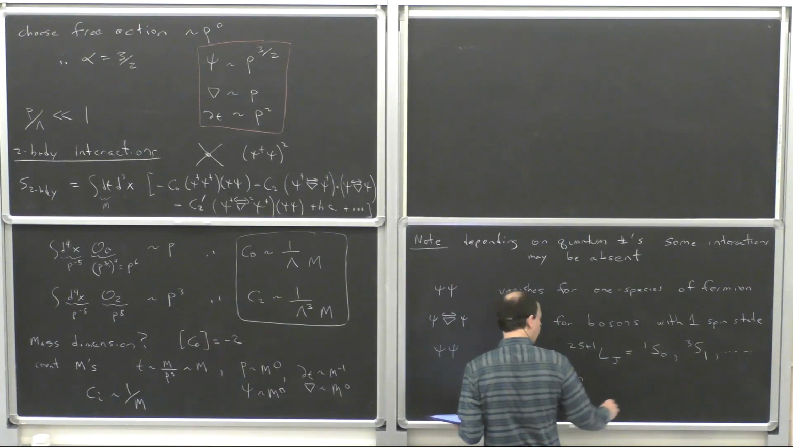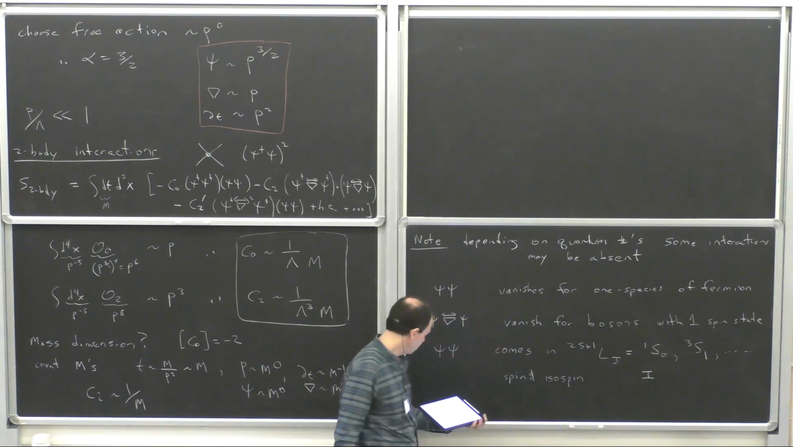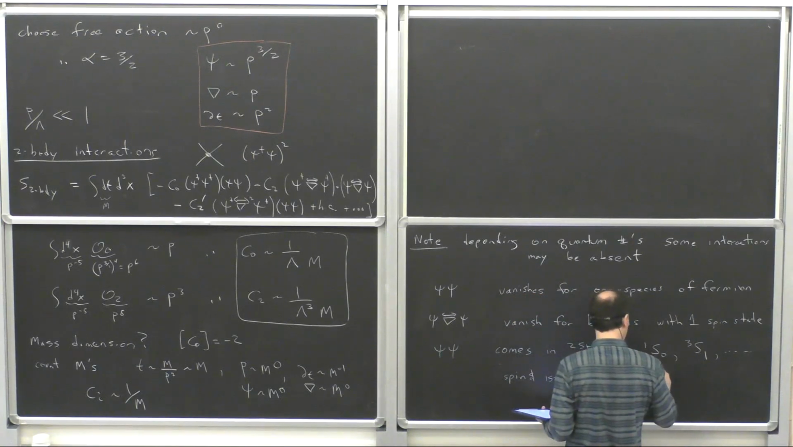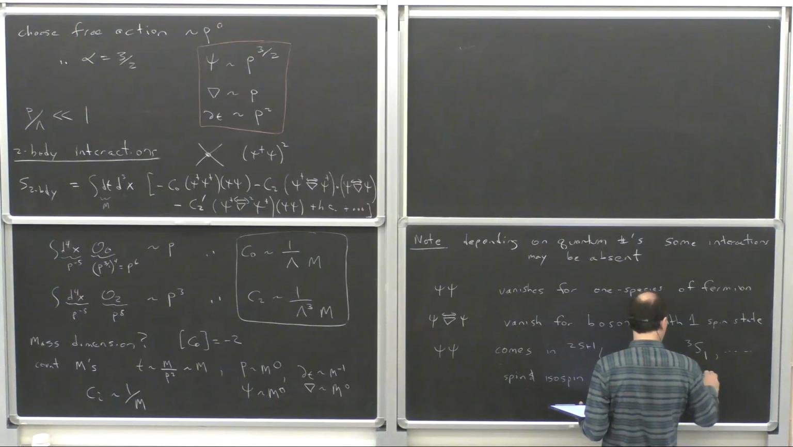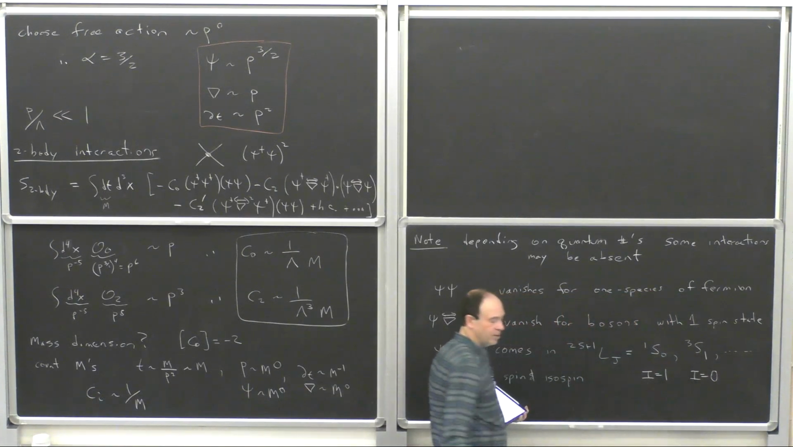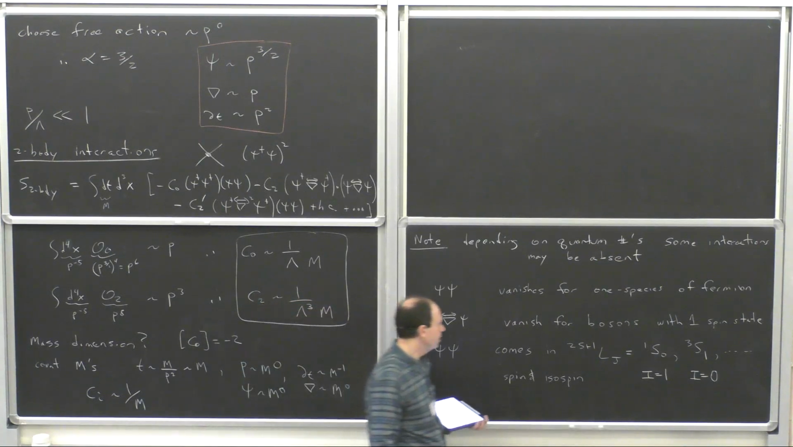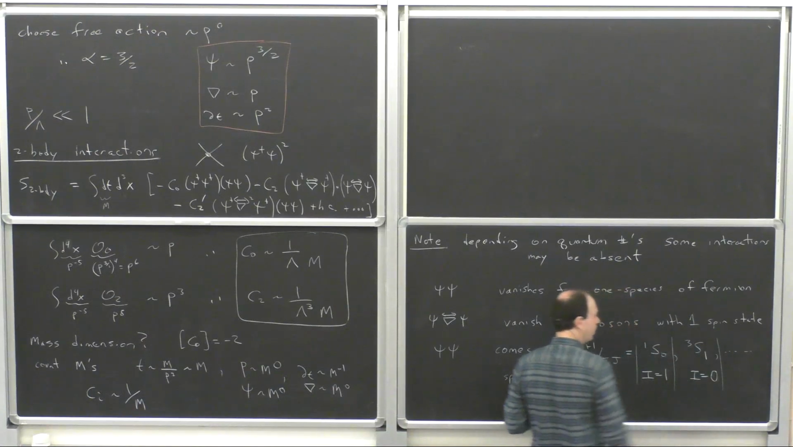Isospin is usually denoted by I. To get the overall spin statistics theorem right for fermions, where they anti-commute, you have a connection between the spin and the isospin. If you're in the spin singlet, you need to be in the isospin triplet. If you're in the spin triplet, you need to be in the isospin singlet. So those two come together, and you could go on.